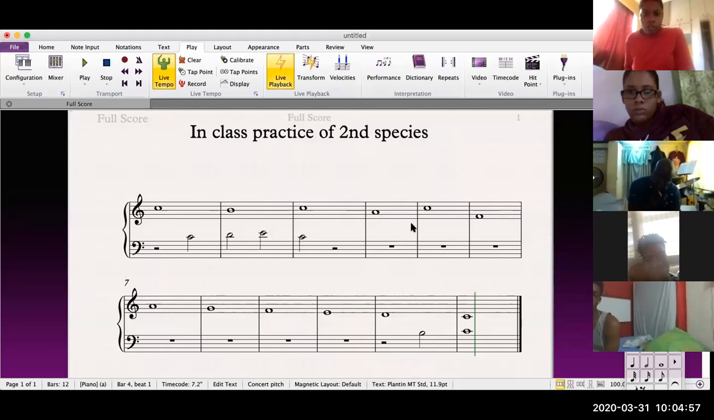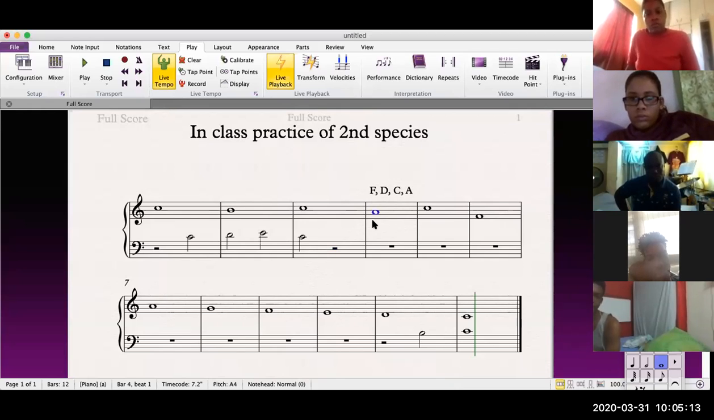Well, let's go. We're going down, right? So we're 3rd down from an A is an F, and then 5th down is a D, and then 6th down is a C. Or obviously there's an octave, which is an A. So one of those 4 notes has to go here.